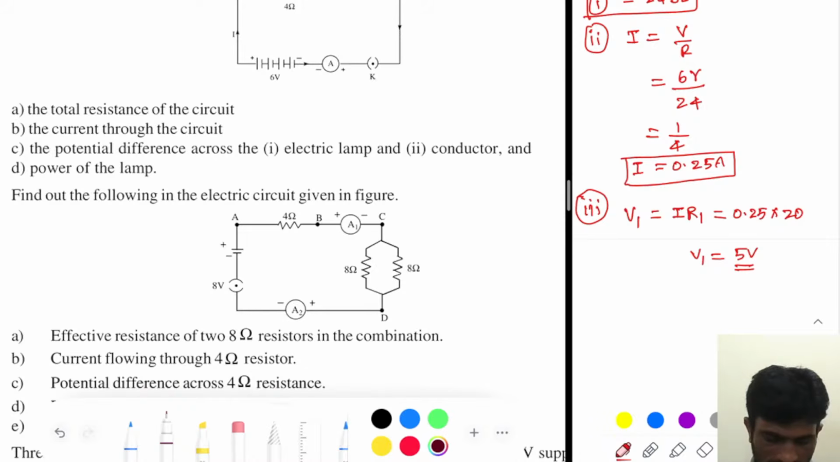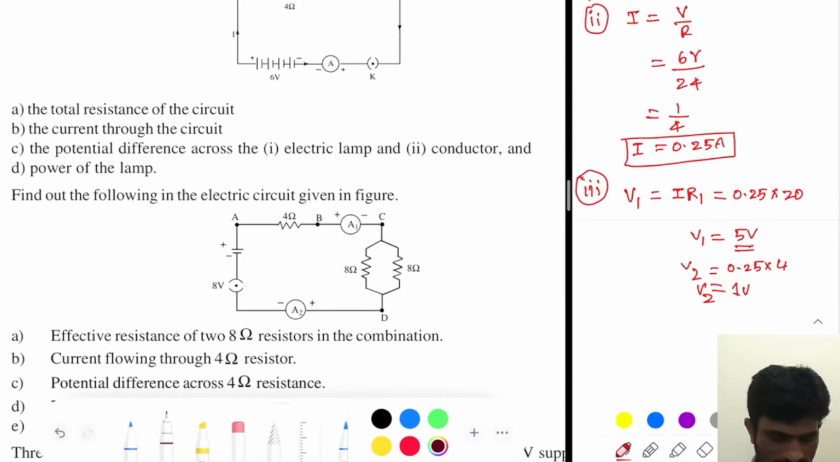In this one more what they are asking, conductor, potential difference across the lamp and conductor also. What is the potential difference across the conductor? V2 is equal to 0.25 into its resistance. How much is its resistance? Its resistance is 4. So it is 1 volt. This is V2. V1 plus V2 is again 6 volts.